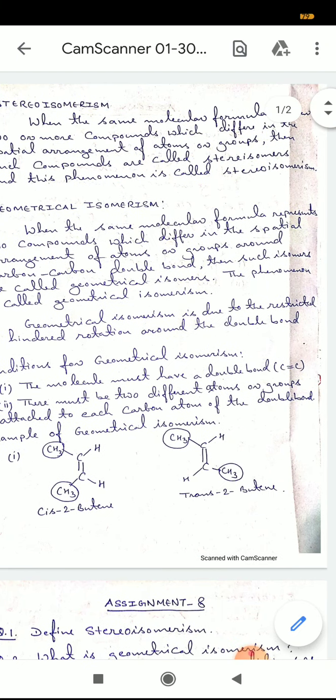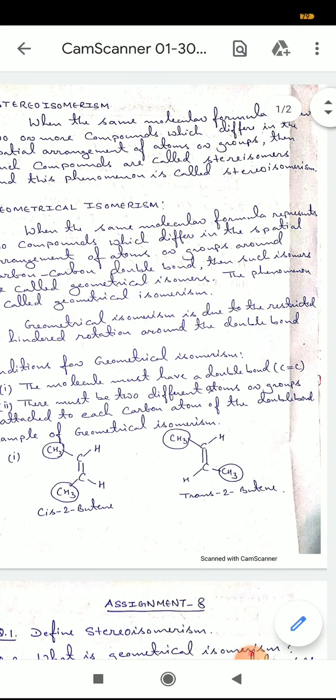Say, for example, if you see this 2-butene, I have written the butene in this form. Here we can see that we have a carbon-carbon double bond, and on either side we have a methyl group, which you have circled. Okay, methyl groups.